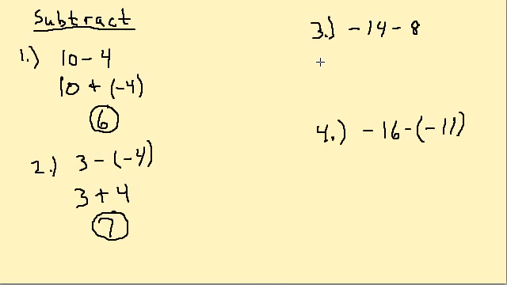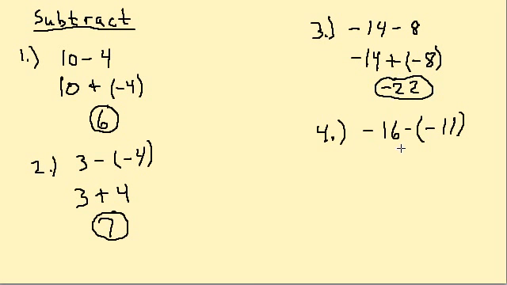Let's look at number 3. Negative 14 minus positive 8. So that's going to be negative 14. And instead of minus, I change that to plus. Positive 8, I change the positive 8 to a negative 8. Follow the rule for addition. The signs are alike, so I add the two numbers. That gives me 22. And since the signs are alike, I choose the common sign. That's negative 22.